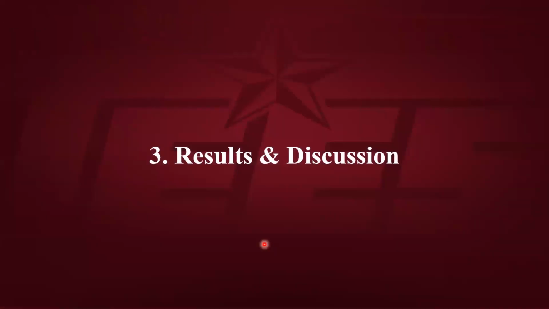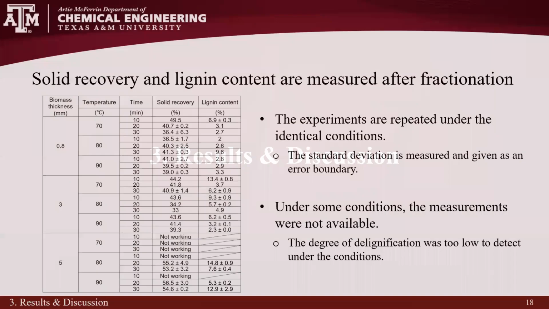Now let's move on to the result and discussion section. So under different operating conditions, which are 27 different conditions, solid recovery and lignin contents are measured after the fractionation. These experiments are repeated under identical conditions to calculate the standard deviation, which is given as the error boundary to the model. Under some conditions, the measurements are not available.